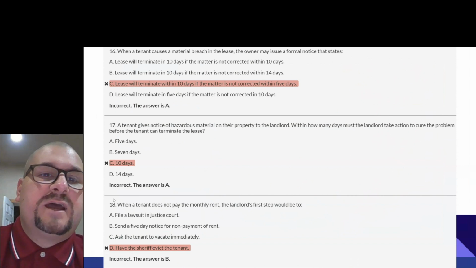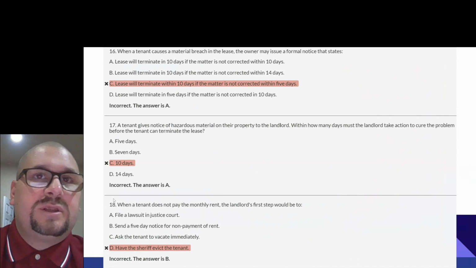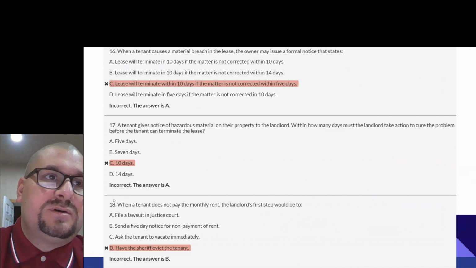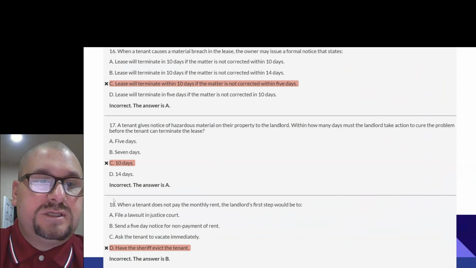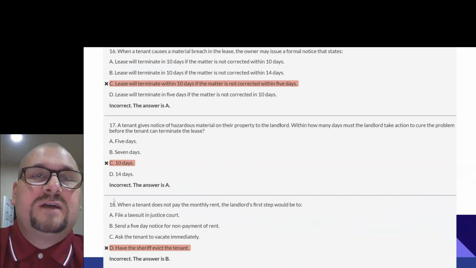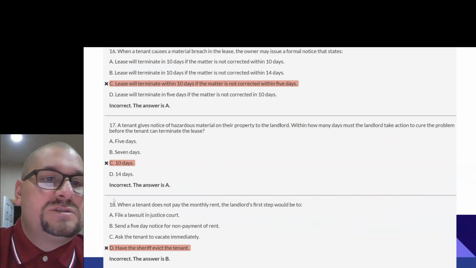So the tenant gives notice of hazardous material on their property. Hazardous material could be all kinds of things, but the landlord has 5 days to cure it. So 7, 10, 14, no.